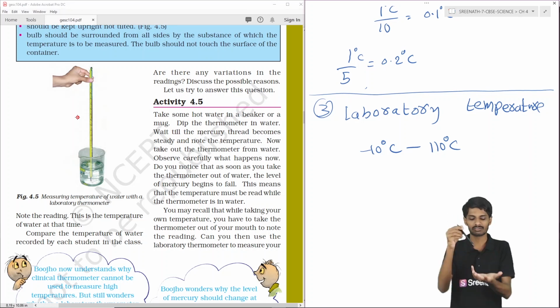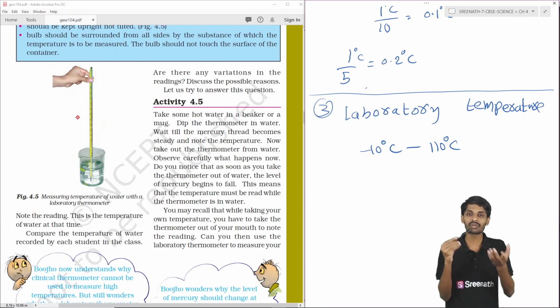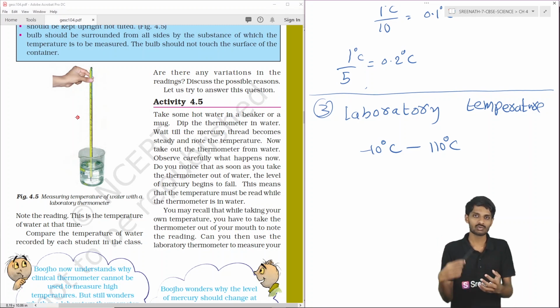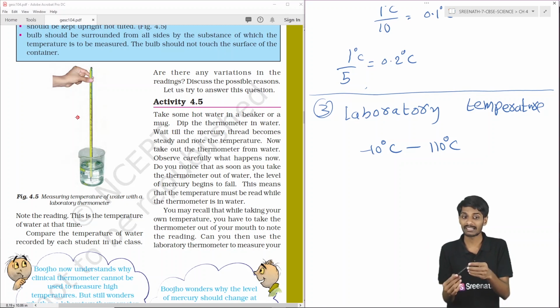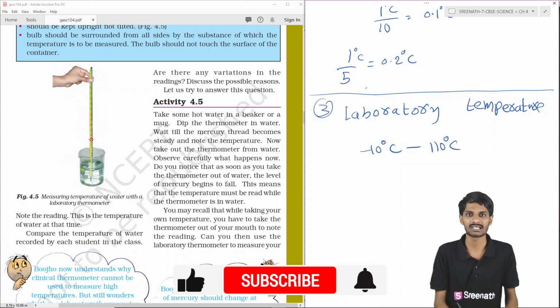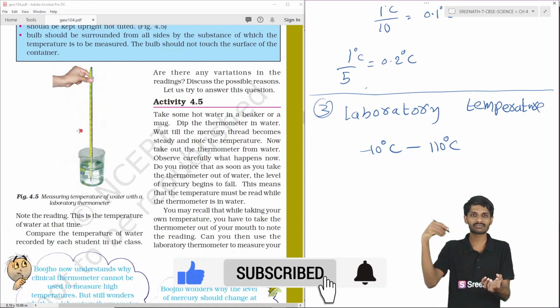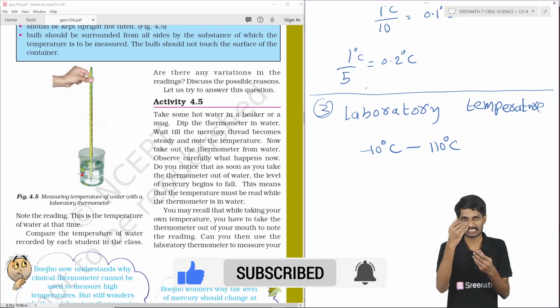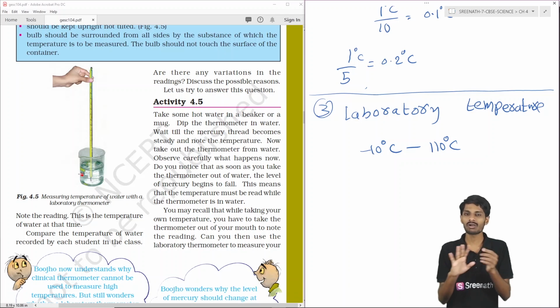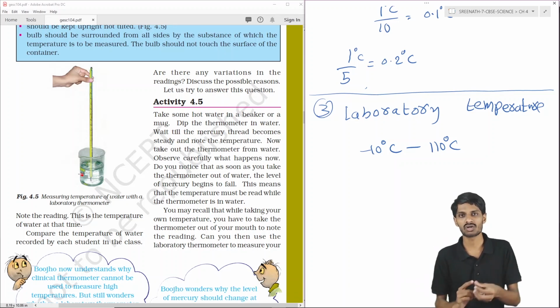But you will see that when you remove it, the mercury falls off. Whereas when you use a clinical thermometer, put it under your tongue, and then remove it from your mouth and measure, the mercury level is not disturbed. But in the case of a laboratory thermometer, friends, whenever you remove it from the hot water or whatever the substance is, its mercury level suddenly falls off. So you can't measure the temperature of the hot water.